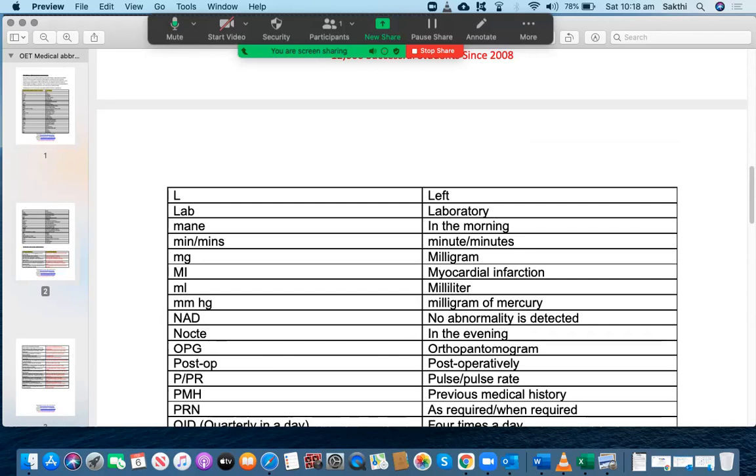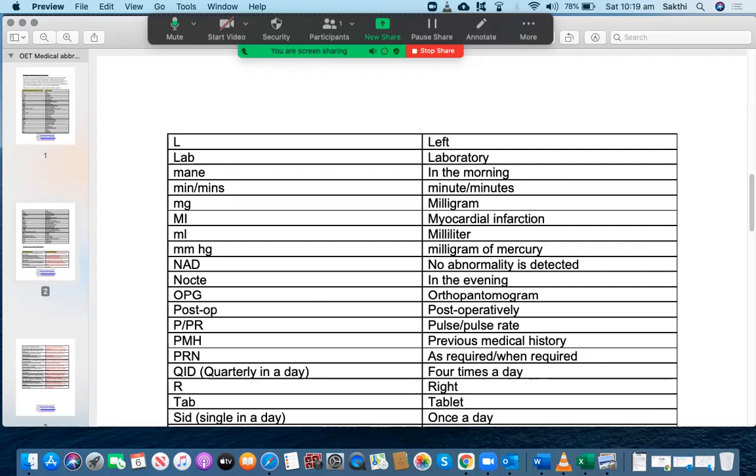If you get MANE along with the medication, this means that particular medication needs to be taken in the morning. Min or mins means minute or minutes. MG means milligram. You have to write down small m here as well. MI means myocardial infarction. ML means milliliter. mmHg means millimeters of mercury. NAD means no abnormality is detected. NOCT means in the evening.